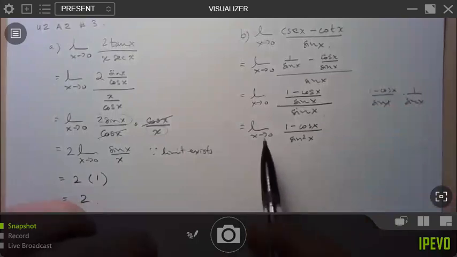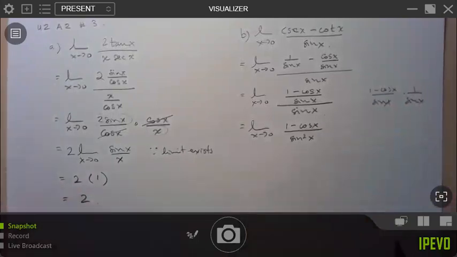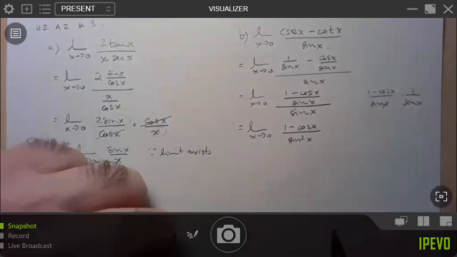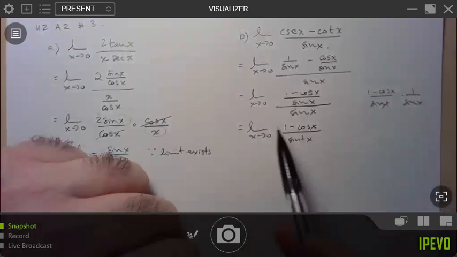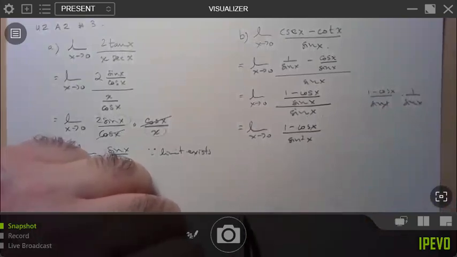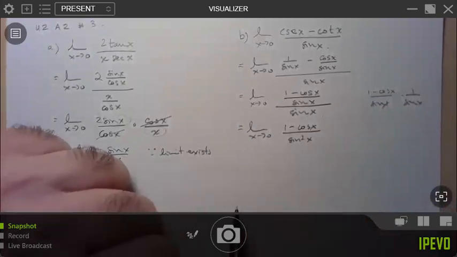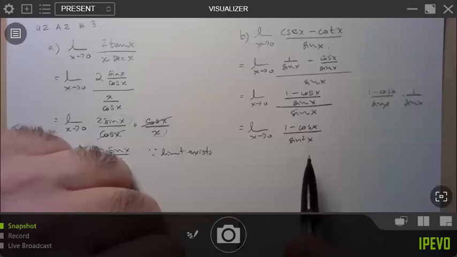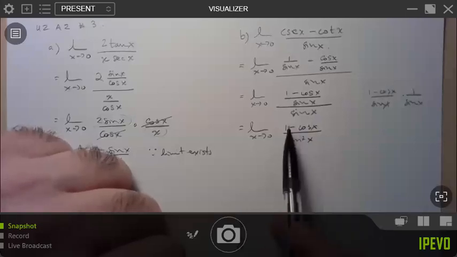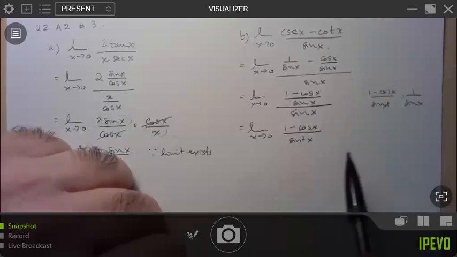Now this is where, and certainly that, you've got your trig identity sheet with you. This is where you have to do a bit of work. This is why we needed to learn how to work with trig identities last semester. One of the reasons here is that at this point, you still have a problem. Numerator is approaching 0, denominator is approaching 0.